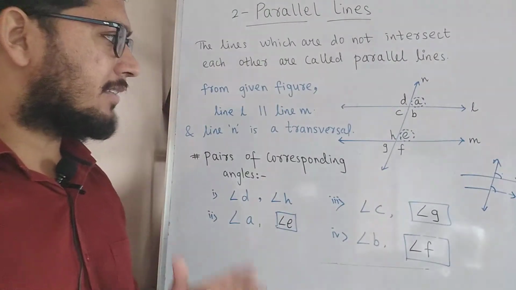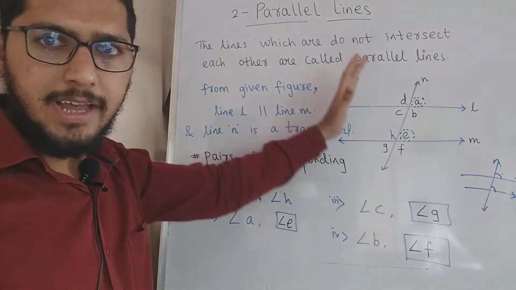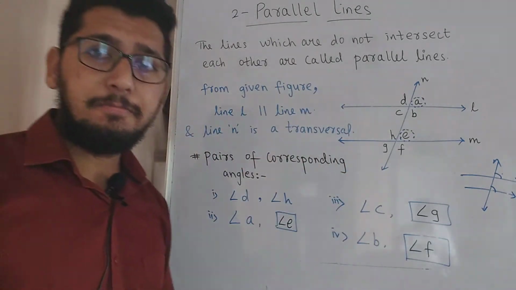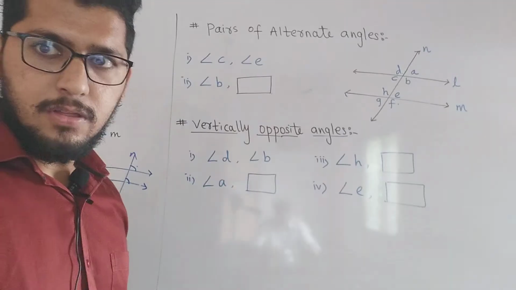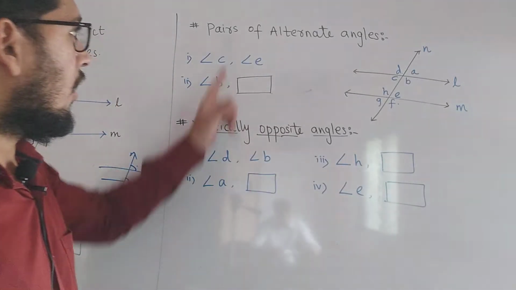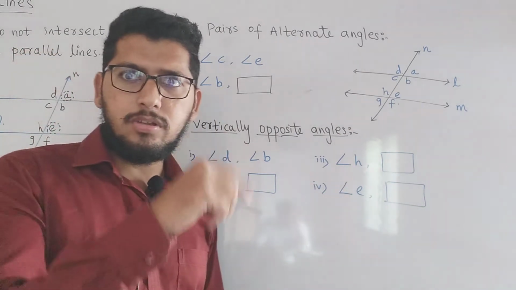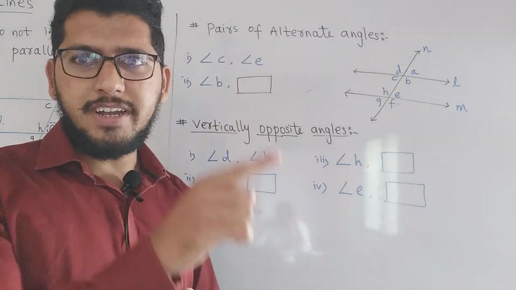So corresponding angles are formed using two parallel lines and one transversal. Now we'll come to the next angle, that is the pair of alternate angles. Alternate angles are formed using Z. You know the letter Z. It is the Z type of angle.